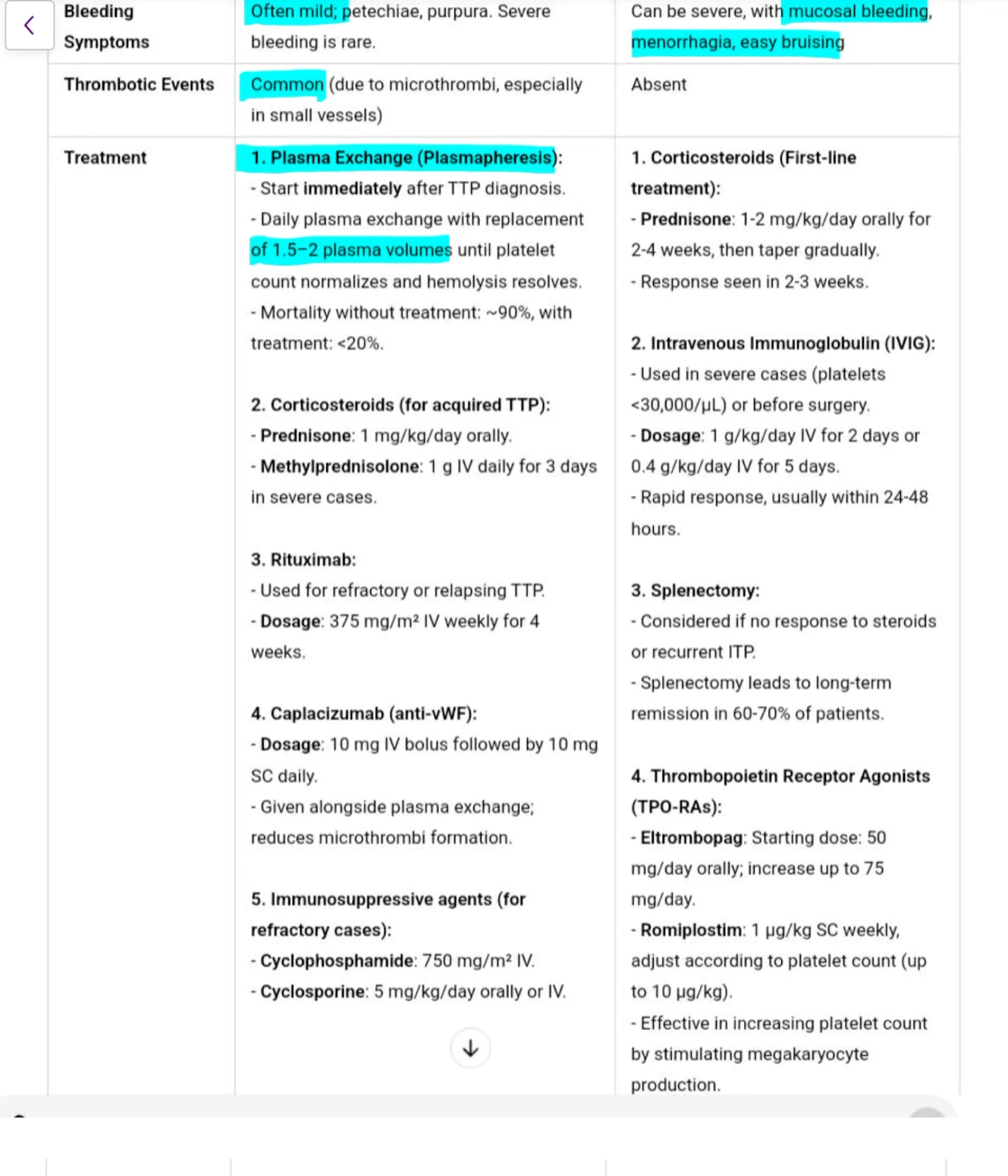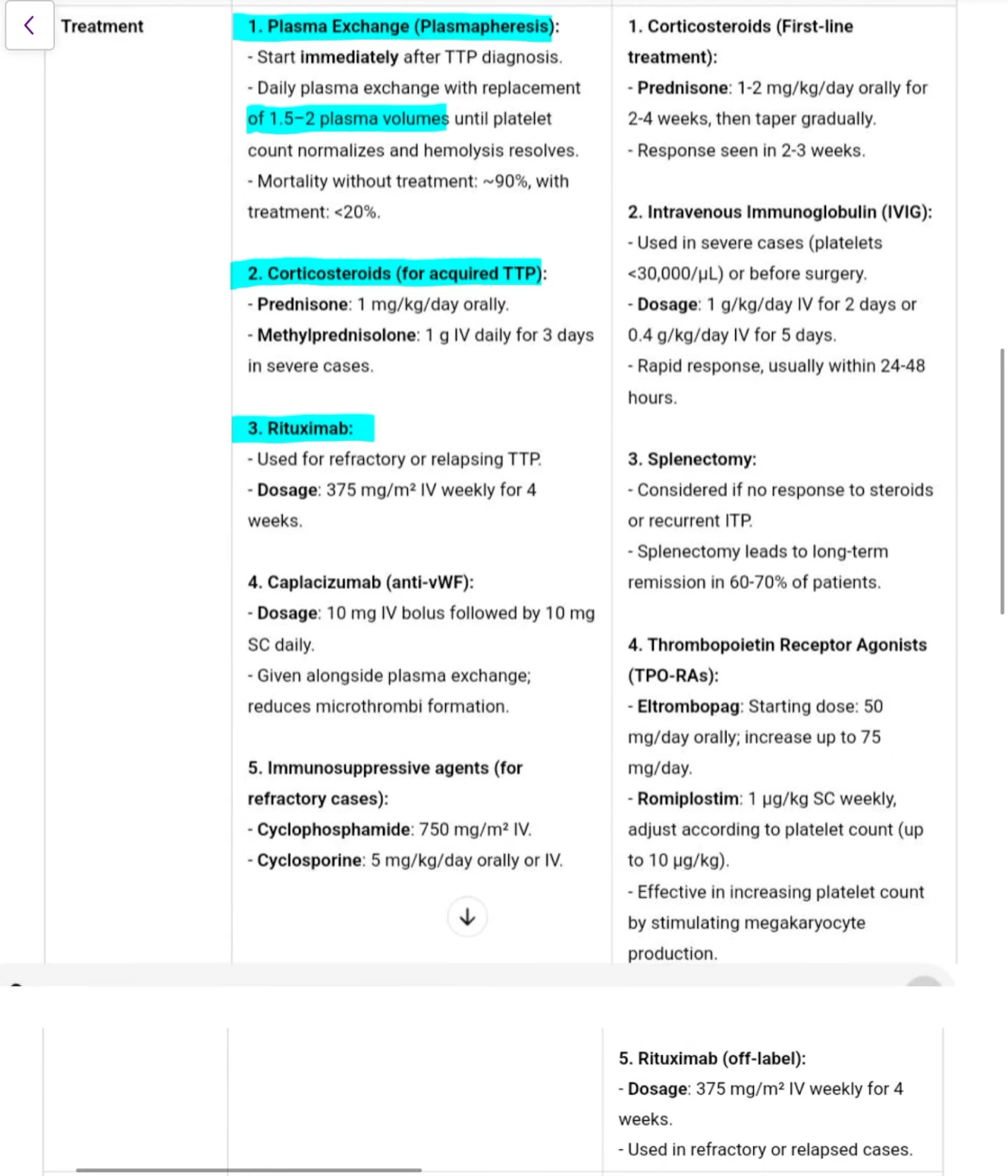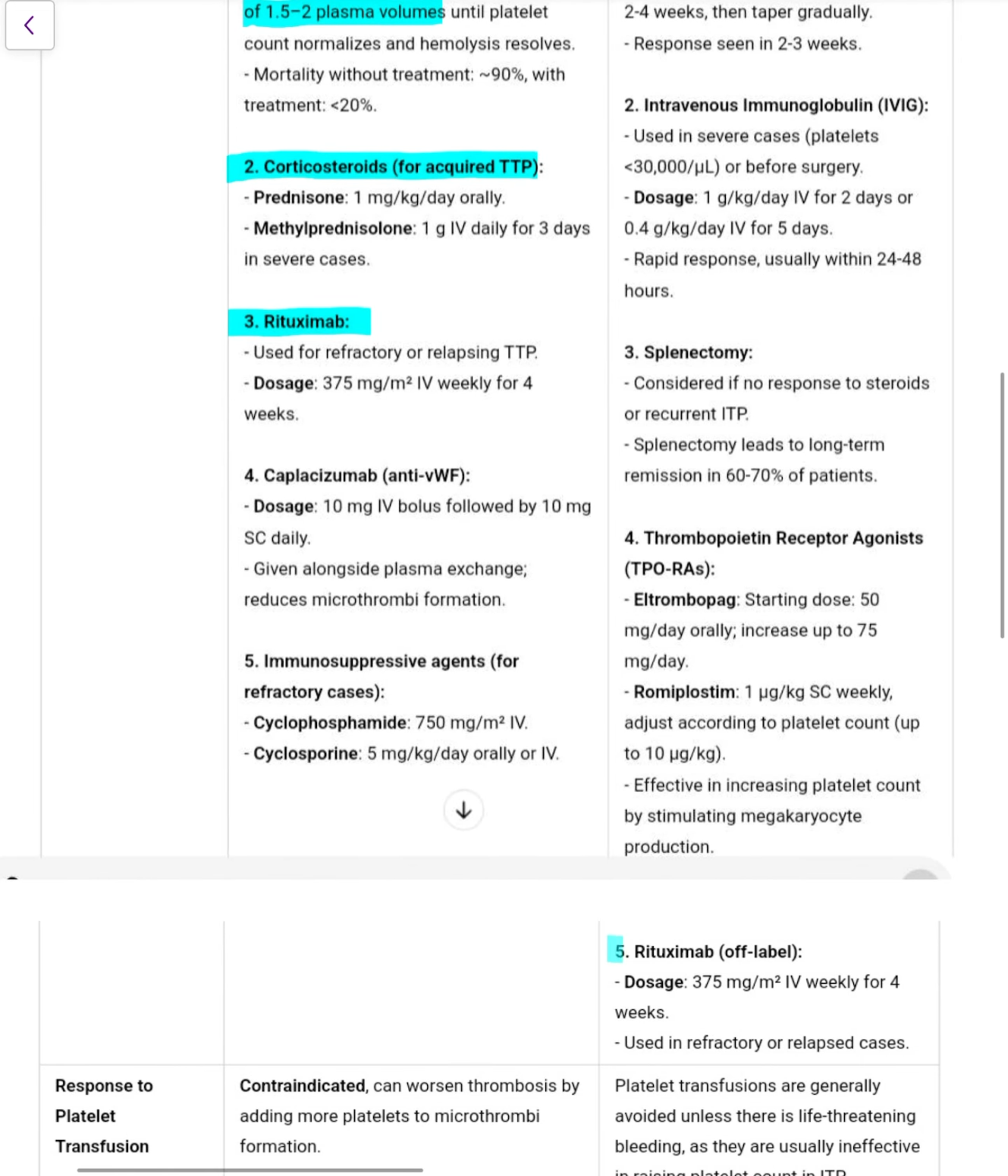Next is steroids. Steroids are commonly used in both TTP as well as in ITP. Rituximab is also the same, that is a CD20 inhibitor. It is used in both cases, TTP and ITP. That is off-label use. The dose is 375 milligrams per meter square, IV weekly for 4 weeks.